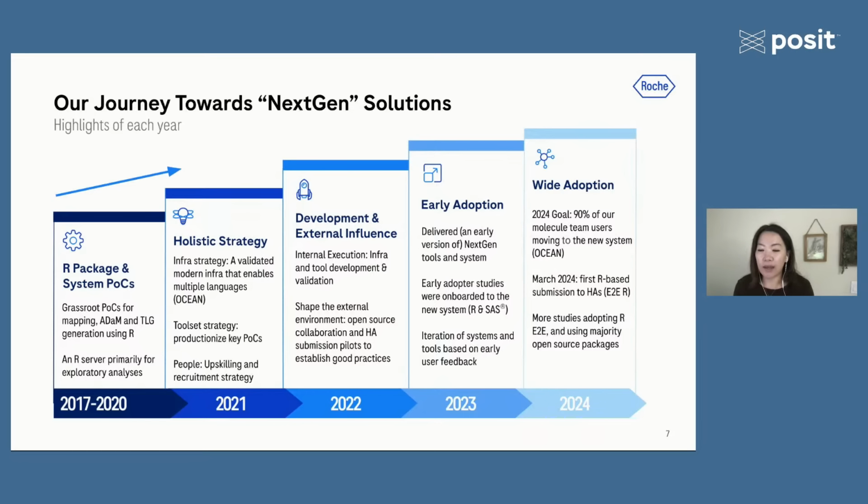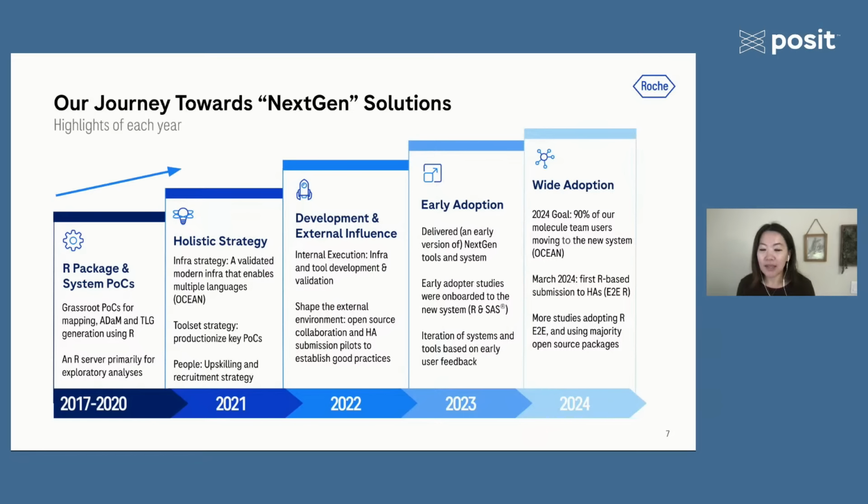This year, we are welcoming wider adoption of our new infrastructure. We have a very bold goal this year. We want to migrate 90% of our molecule team users to the new system called Ocean. Right now, we are a little bit above 50%, so we are very optimistic of meeting our goal for this year.